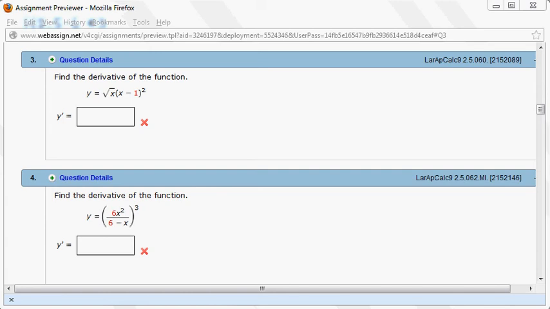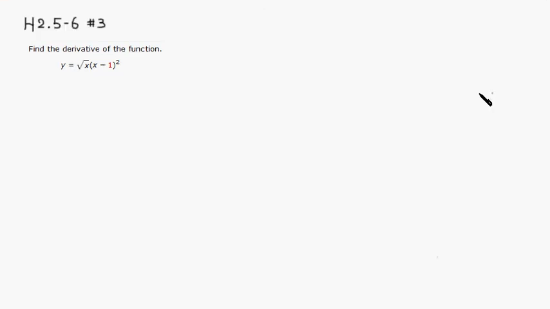Okay, let's look at homework 2.5, 2.6, number 3. We want to take the derivative of this given function. So let's do that. First thing I would do is, I don't like square root, so I'm going to rewrite it as x to the 1/2 power, then you have a quantity x minus 1 squared. So let's take the derivative.